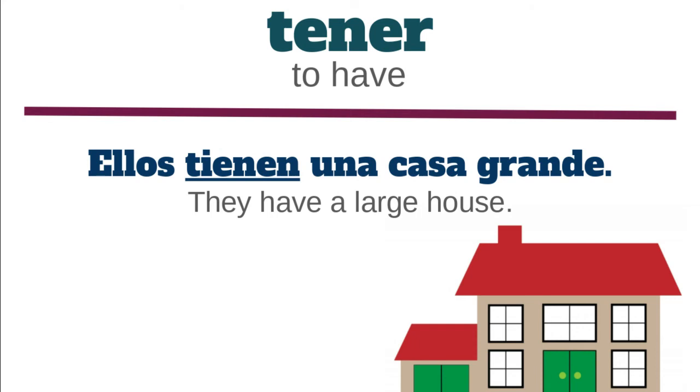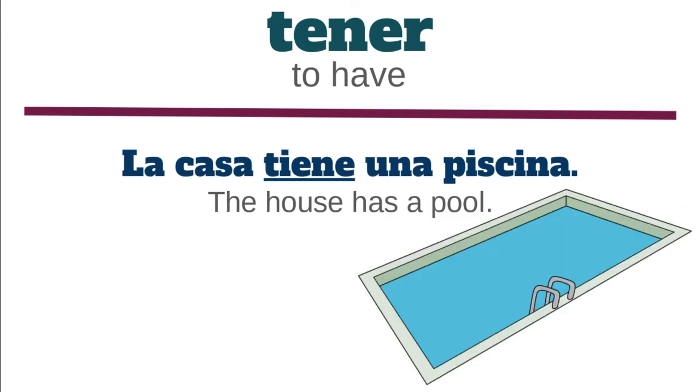Ellos tienen una casa grande. They have a large house. Ellos tienen una casa grande. La casa tiene una piscina. The house has a pool. La casa tiene una piscina.